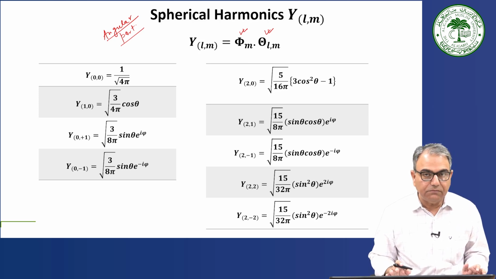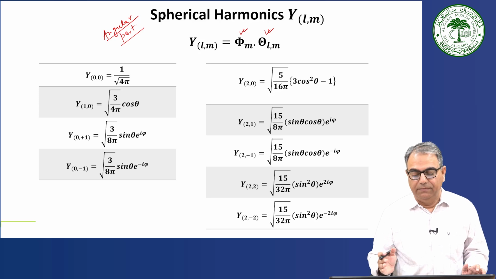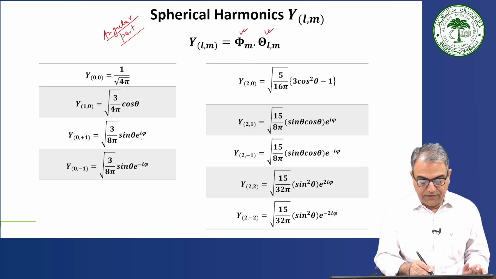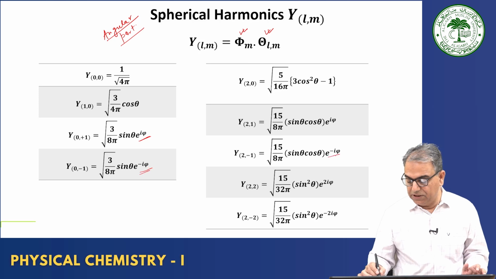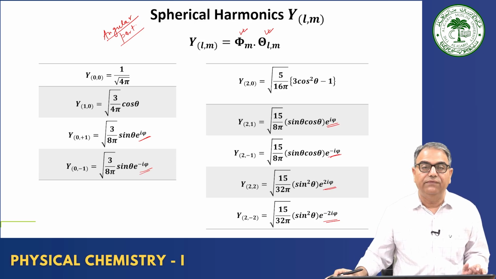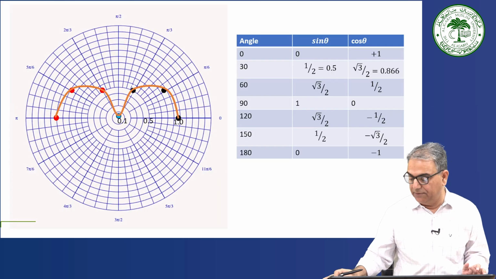There you will have the radial part of the wave function also. If you look at these functions, here you have exponential i phi, exponential minus i phi, exponential minus i phi, exponential i phi, 2i phi, minus 2i phi. All these functions are imaginary functions, which you will have to convert into real functions in order to physically interpret them. That we will do in the case of the hydrogen atom. The actual interpretation of these spherical harmonics I will be doing there.